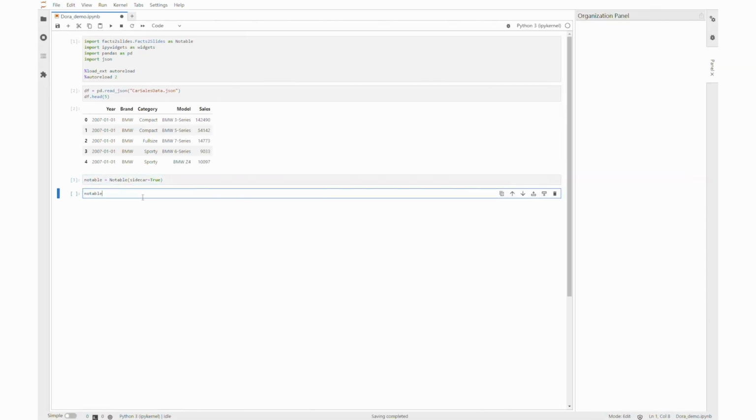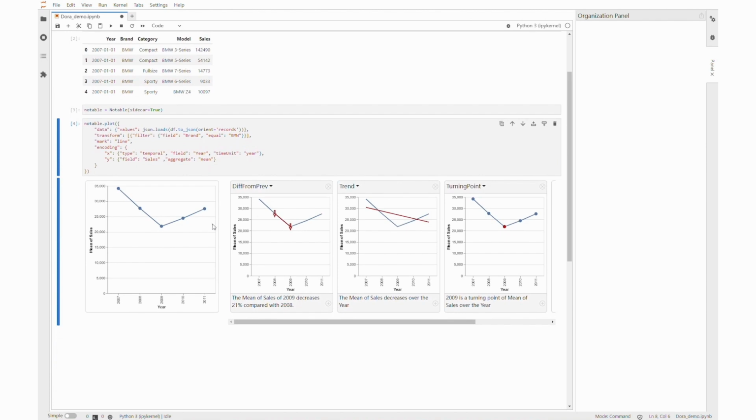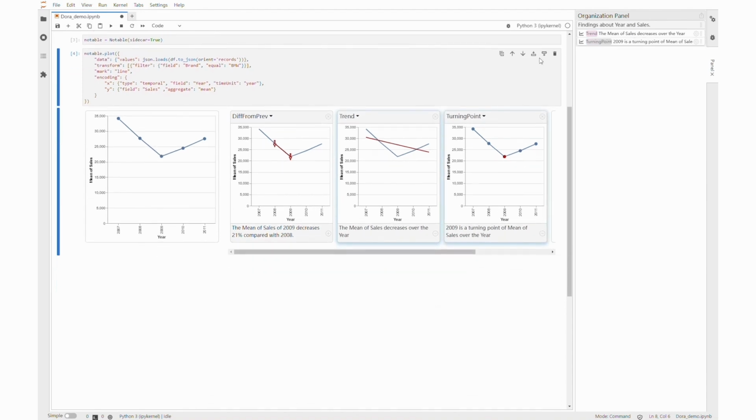First, she inspects the relationship between time and sales of BMW. Notable illustrates three facts about difference, trend, and turning point, respectively, in a plot widget. Dora scans through the illustrated facts. She adds the trend and the turning point of sales as an overview of her story for presentation.